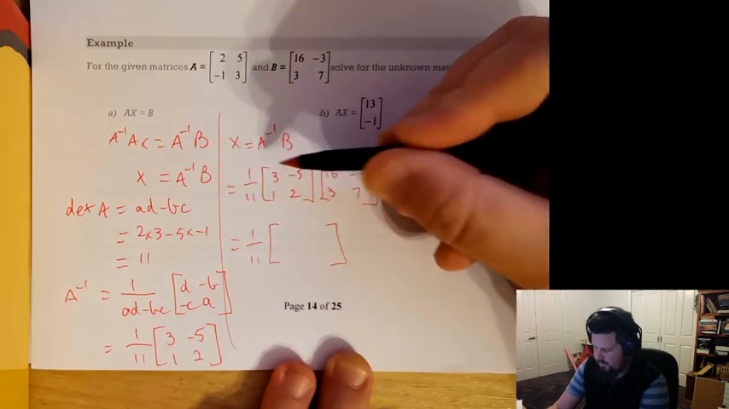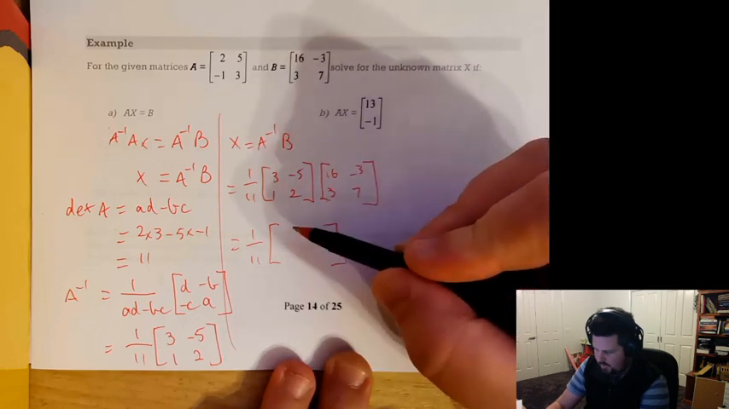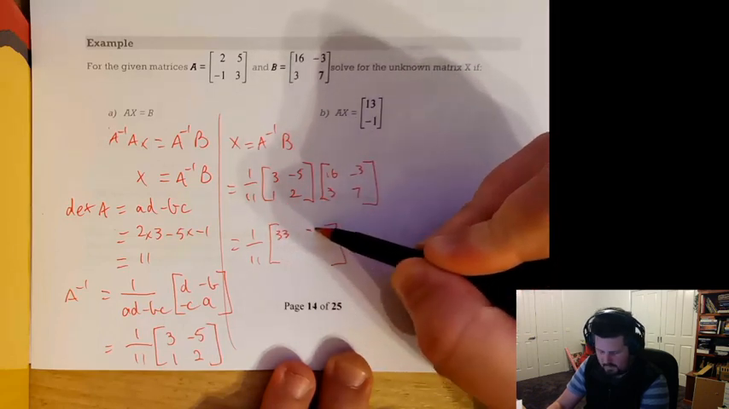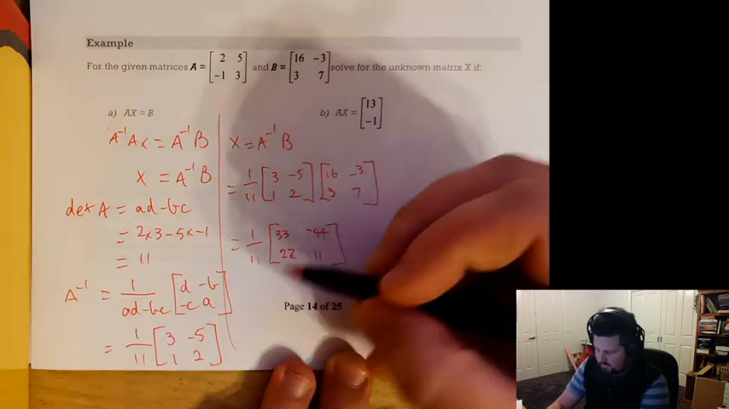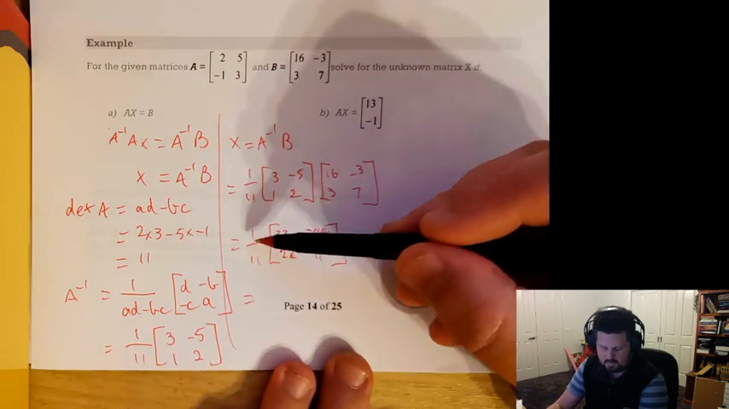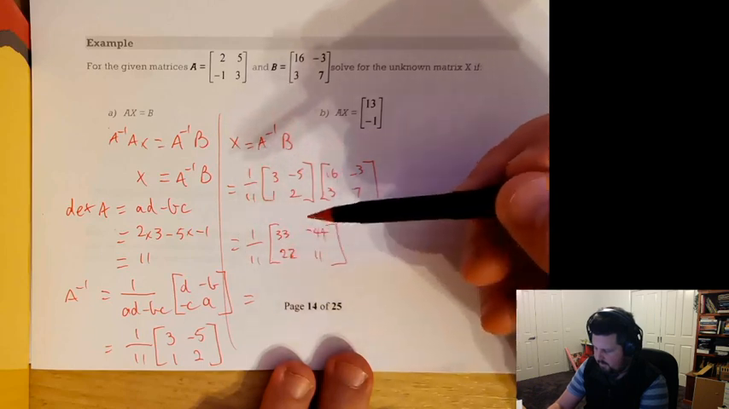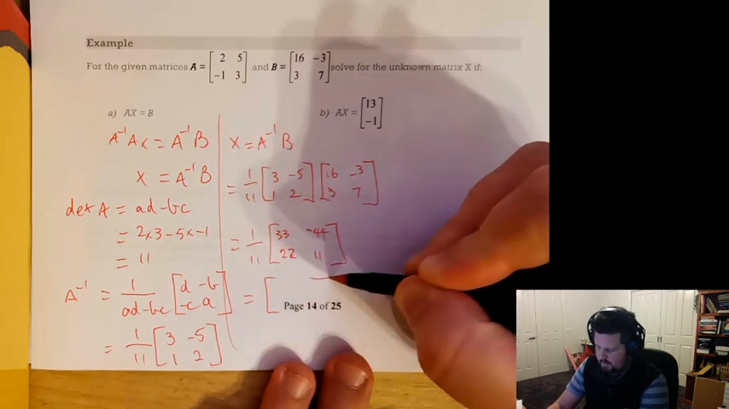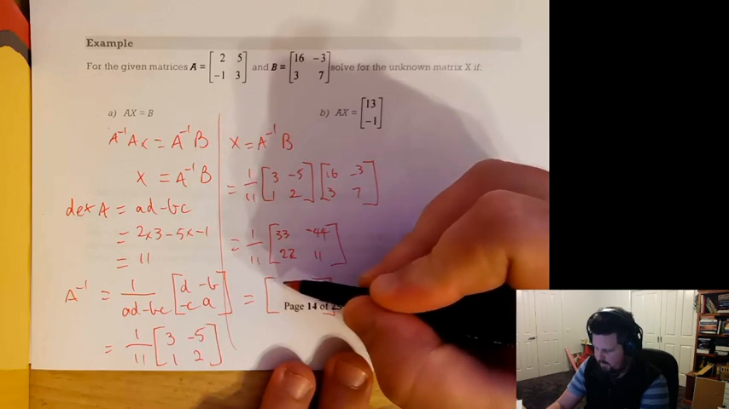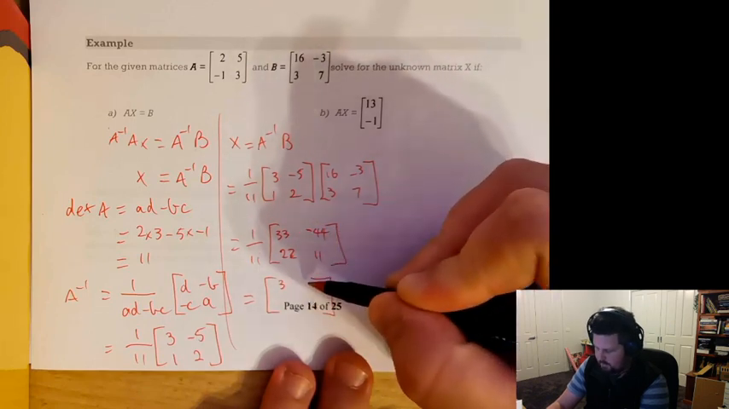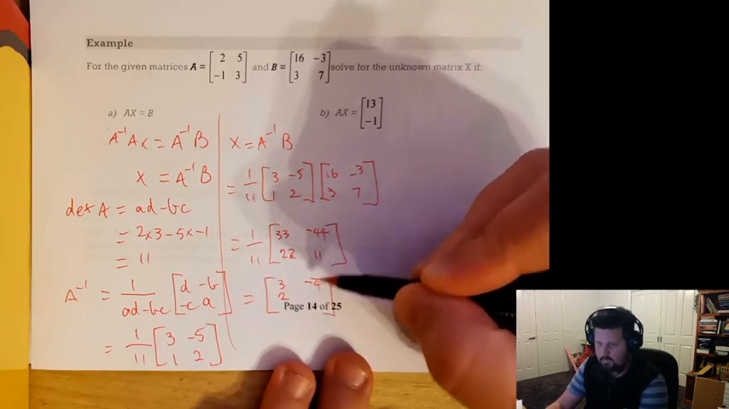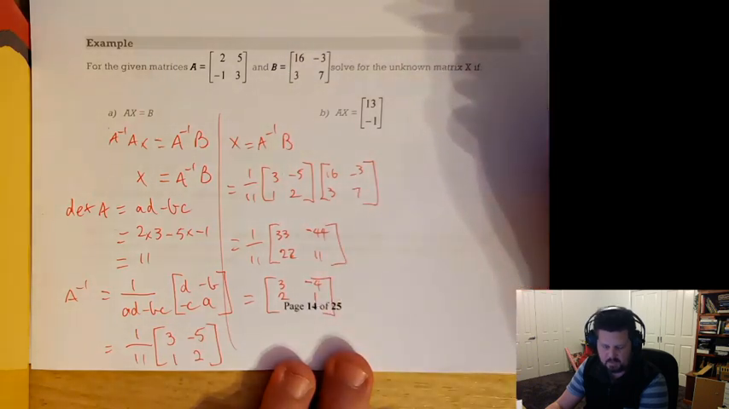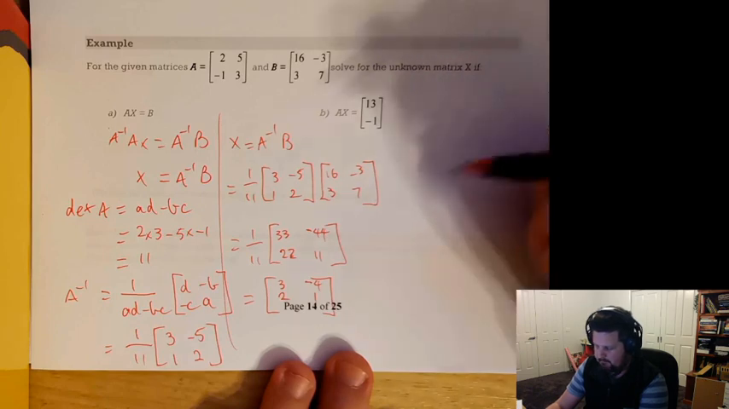Doing the matrix multiplication, you end up with 33, -44, 22, and 11. From there, multiplying by 1 over 11 is the same as dividing by 11. 33 divided by 11 is 3. -44 divided by 11 is -4. This one divided by 11 is 2. 11 divided by 11 is 1. So we have the answer there for that one. X is equal to this matrix here.